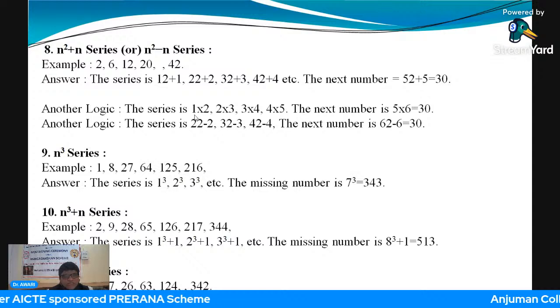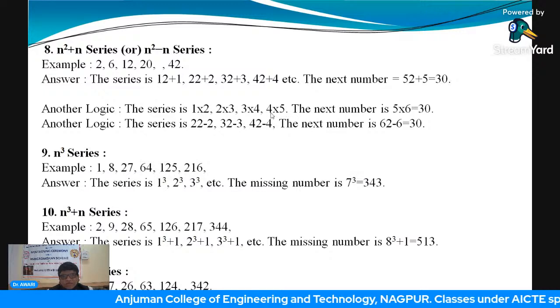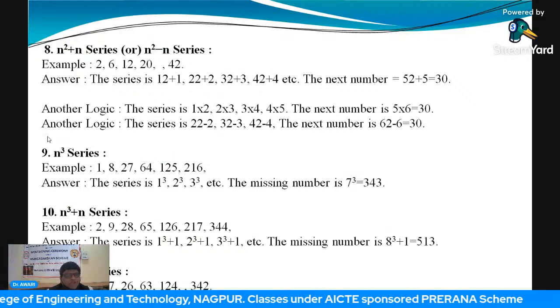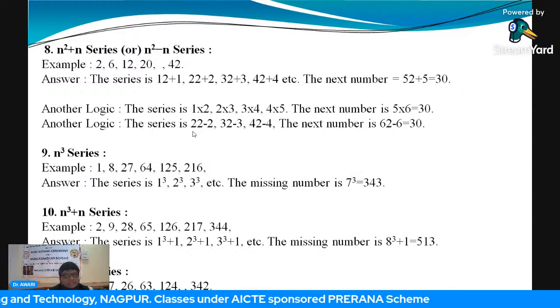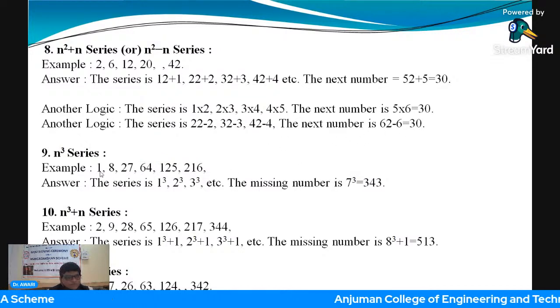Okay, here you can see 1, 2, 2, 3, 3, 4, 4, 5. So what will be the next number? Instead of 4 it will be 5, instead of 5 it will be 6. So 5 into 6, 30. Another logic is that the series is 2 square minus 2, 3 square minus 3, 4 square minus 4. The next number is 6 square minus 6, equal to 30.